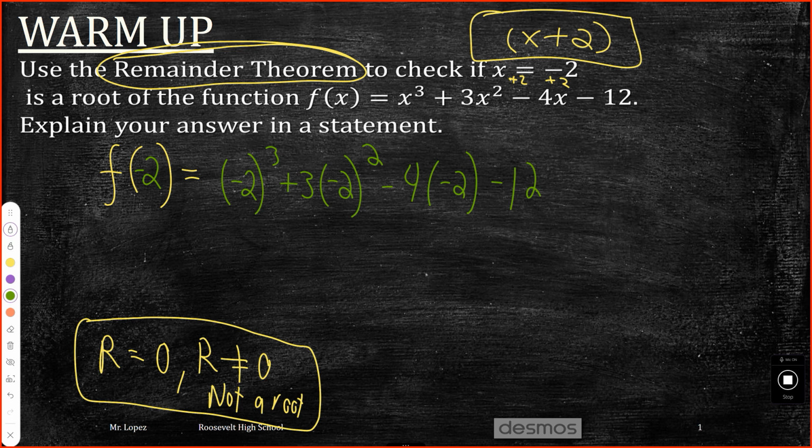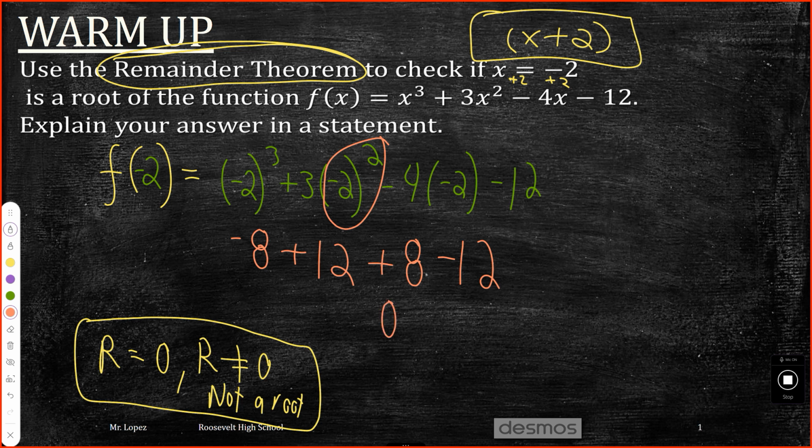So what is -2 cubed? -8. Then you got what? -2 squared is +4. 4 times 3 is... negative times the negative is a +8 and -12. And you can notice that it will be 0, no? Yes? Because -8 and +8 cancel, 12 and -12 cancel. So the remainder is 0. The remainder is the function of -2. So it is a root.